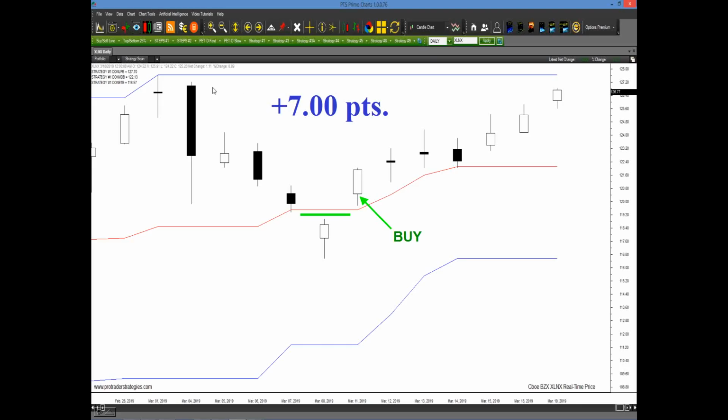Here's XLNX, the same process. We're selling off as the Donchians are rising. We have our setup right here. If you would have entered on the next day, remember, we opened up higher. Even though that gapped up, it's your choice whether you want to take it or not. Even if you had taken it, you still had a 7-point gain in a fairly good run in the next week, okay?